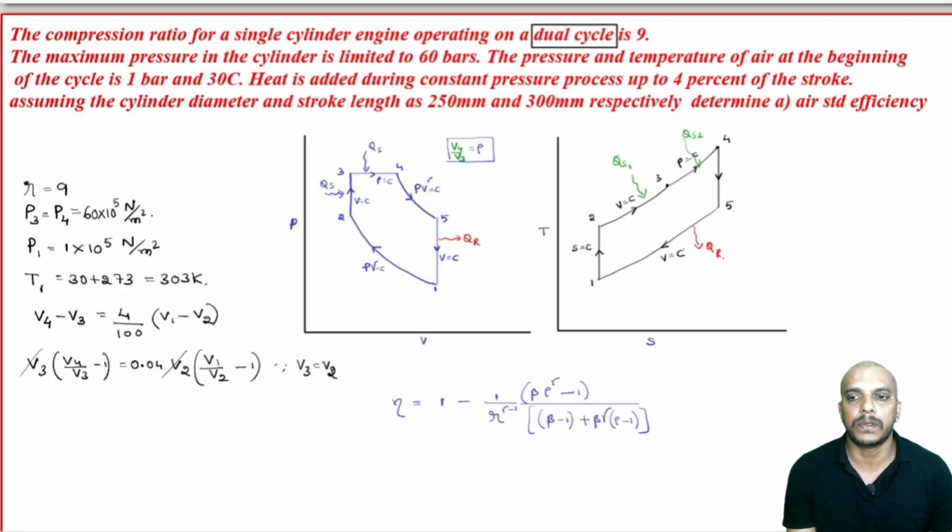We can cancel out V3 and V2 because V3 is equal to V2, as it is a constant volume process between 2 and 3. Then V4 by V3 is the cutoff ratio rho, so rho minus 1 is equal to 0.04 times (V1 by V2 minus 1). V1 by V2 is R, so this will be R minus 1. We know R is 9, so 9 minus 1 is 8. Then we can find the value of rho. So, rho minus 1 is equal to 0.04 into 8.